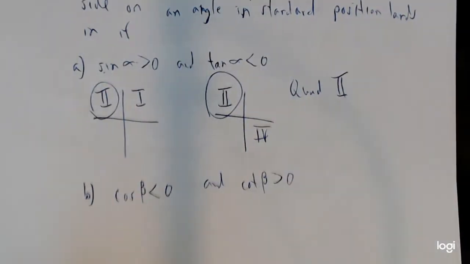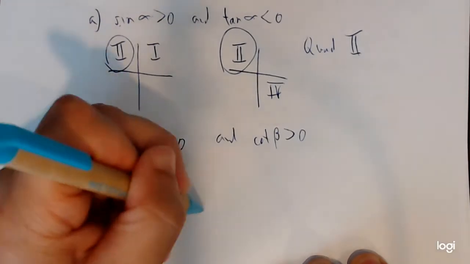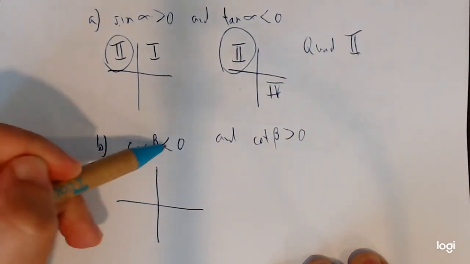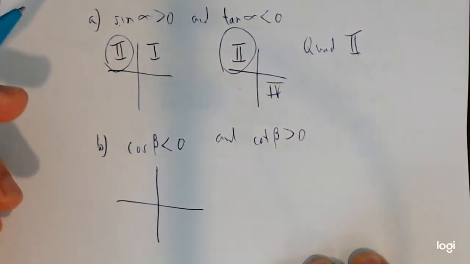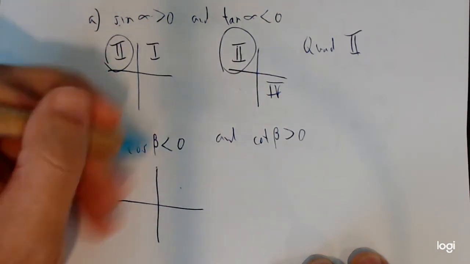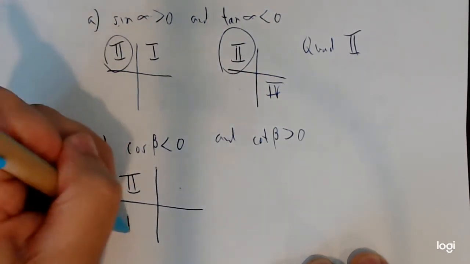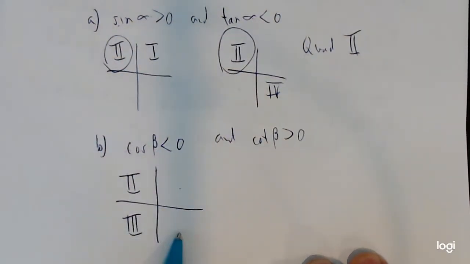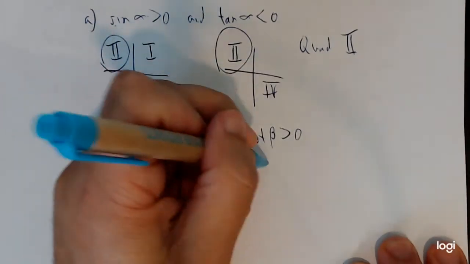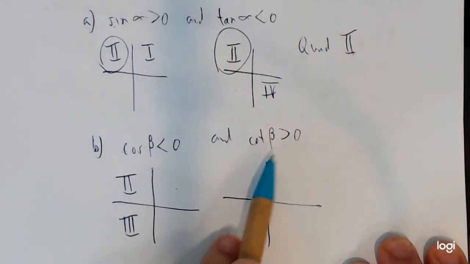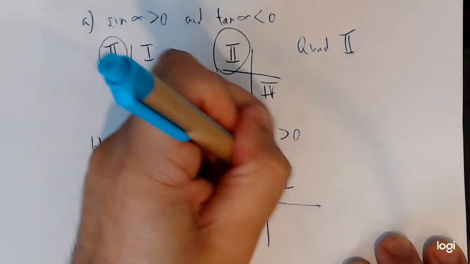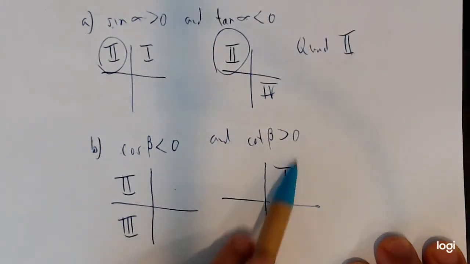So we're doing the same thing here, right? We draw a picture. Where is cosine of beta negative, or where is cosine negative? In quadrant 1 it's positive, quadrant 2 it's negative, quadrant 3 it's negative, quadrant 4 cosine is positive. Now let's compare it with cotangent. Where's cotangent positive? Quadrant 1 is positive, so we'll take quadrant 1.